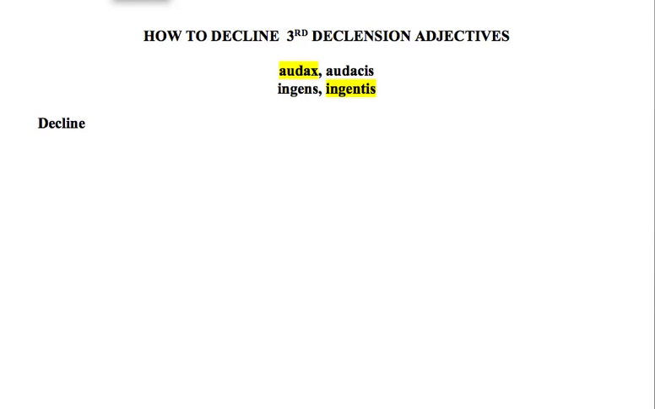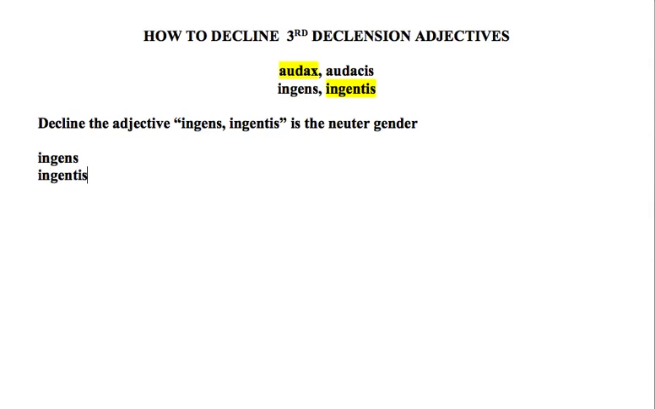So let's start with: decline the adjective ingens, ingentis, in the neuter gender. This means that we want to write the adjective ingens, ingentis in all of its case forms for the neuter gender only. So we start by writing the nominative singular, which is ingens, and then we continue by writing the genitive singular, which is ingentis.